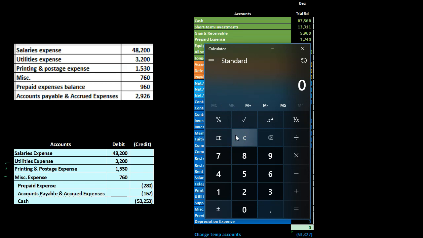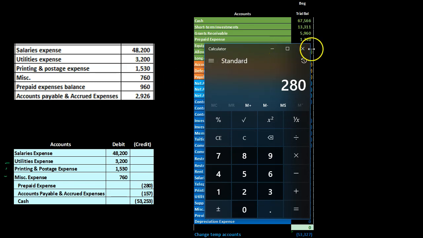1,240. So we're going to say 1,240 minus what we're going to say it should be at the end of the time period, 960. That gives us the difference or the change of the 280. Therefore, we need a credit of 280 in order to make this 1,240 go down to what we determined it to be at the end of the time period, kind of like an adjusting type of entry, or it is in essence an adjusting entry, that being the 9,060.